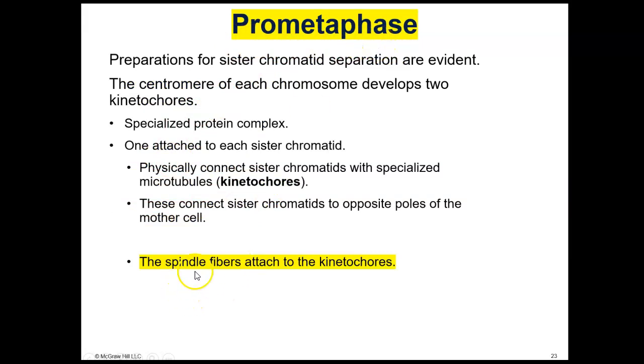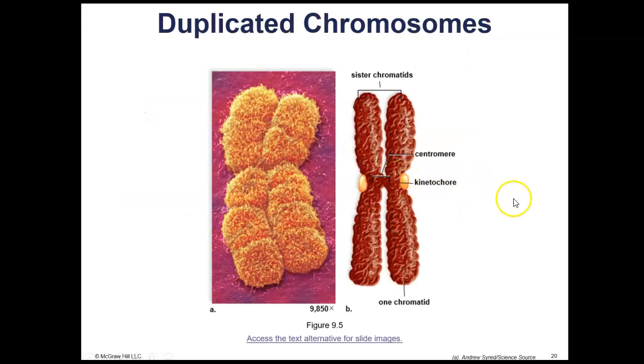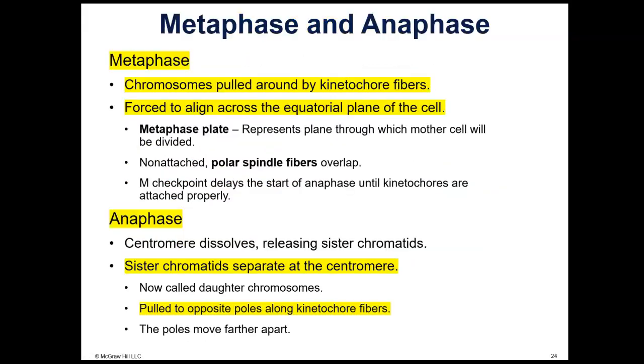Prometaphase, the spindle fibers attach to the kinetochores. Let's go back. The fibers attach to these kinetochores. For every one of those chromosomes, those duplicated chromosomes, a spindle fiber is going to attach. Then we have metaphase, which is when the chromosomes are pulled around by those kinetochore fibers or spindle fibers, and they are forced to align across the metaphase plate or the equatorial plane of the cell. In other words, they line up at the middle of the cell. So during metaphase, chromosomes form a single file line at the middle of the cell.